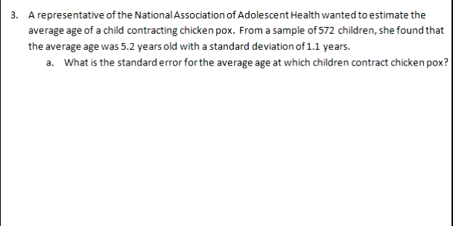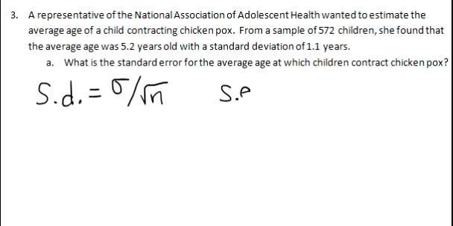contract chickenpox. Remember that when we knew the sampling distribution information, or the population information, we could calculate the standard deviation to be equal to the population standard deviation divided by the square root of n. However, when we only have sample information, we can no longer find the standard deviation for the sampling distribution. We can only find the standard error. The standard error is an estimate of the standard deviation based off of sampling information.